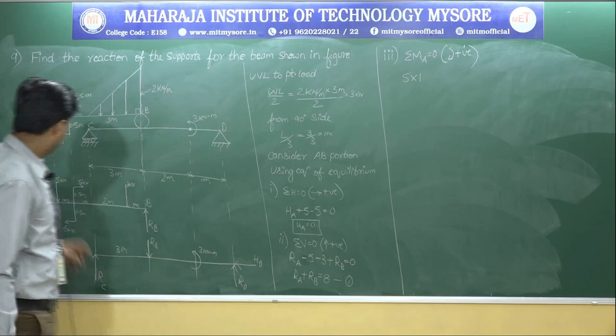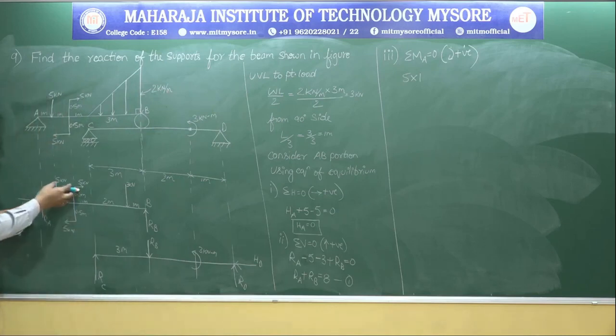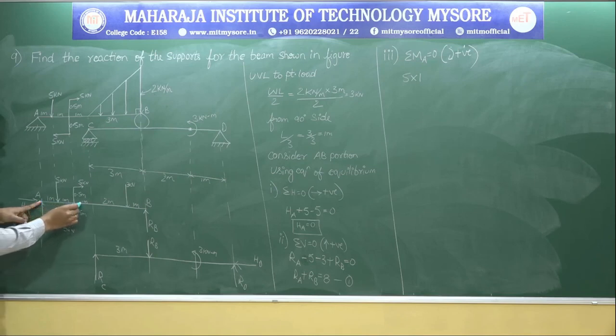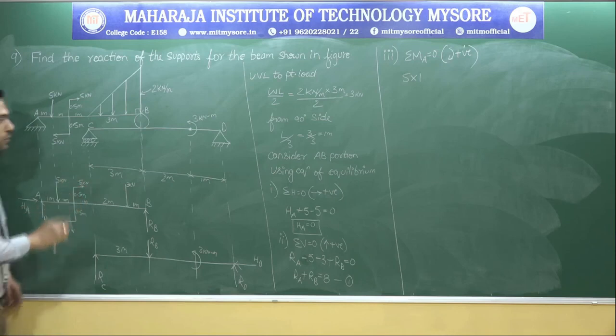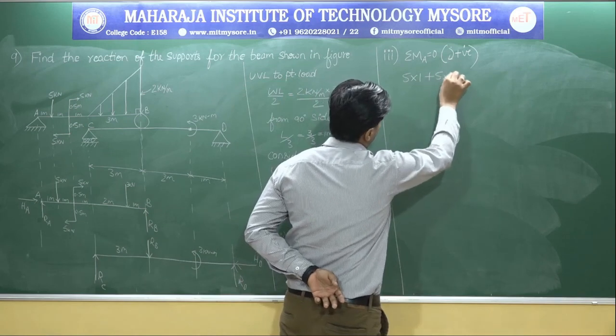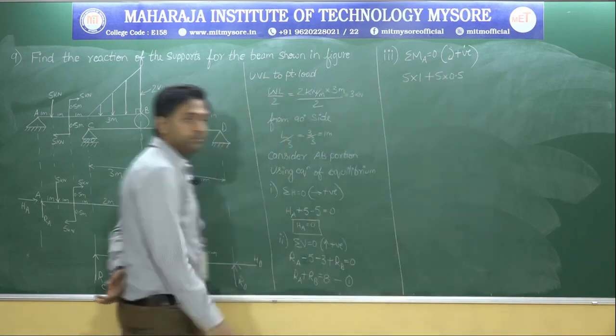Be careful now. What will happen to this force? I want moment about this point. Don't you think the force is acting in the horizontal direction? So extend a line of action along the direction of the force. In which direction does this force need to go and touch this line? Clockwise. So plus 5 into 0.5.